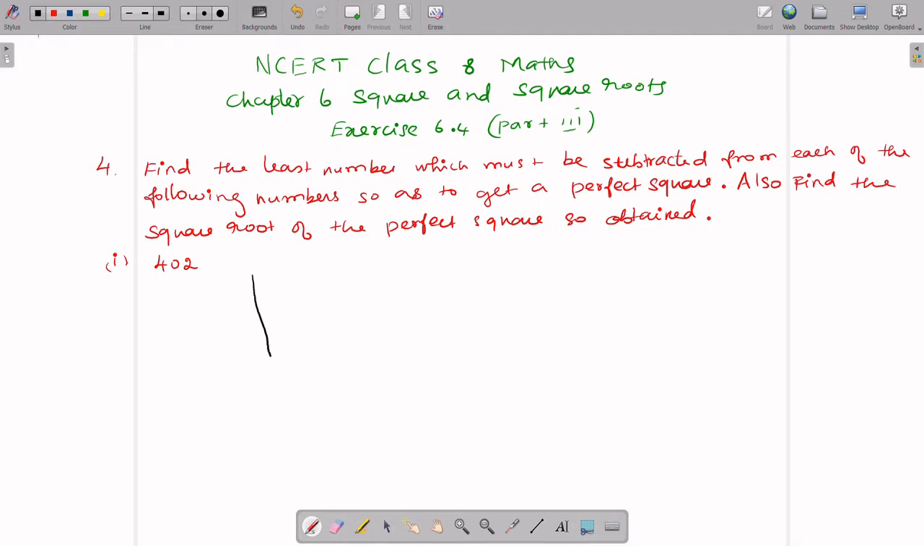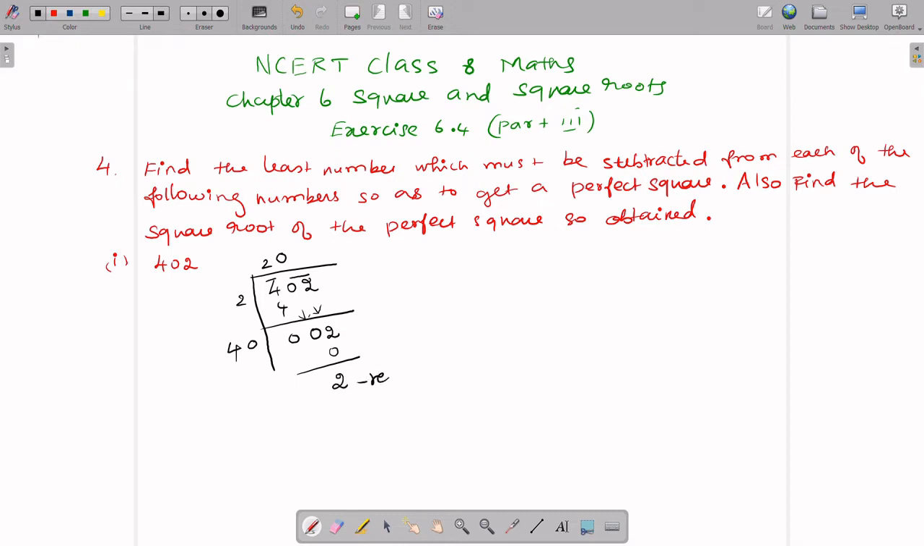As usual, we find the square root of this number. Starting from the right, you take two digits at a time. Here 4 is there, so 2 twos are 4. 4 minus 4 is 0, and the next pair, 02, is brought down. 2 plus 2 is 4, and adding a digit next to it is not possible, because only 2 is there, so you put a 0 here. 0 times 40 is 0, so you subtract, and the remainder is 2.